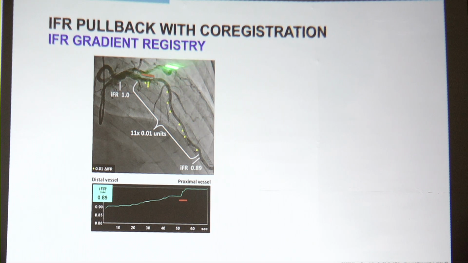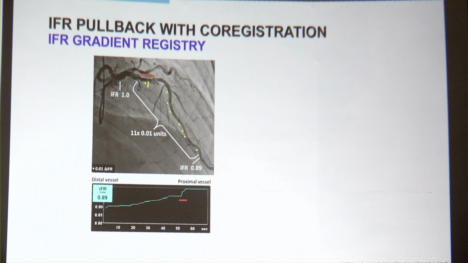Philips have this co-registered version of their pullback, and it plots where the gradients are, and it shows you where the maximal drop in gradient is. I will tell you that, frankly, we have used this, and none of us really found that it added to our practice. And it was a little time-consuming. Hopefully there's no Philips reps here. But we stopped using it, even though we have it.